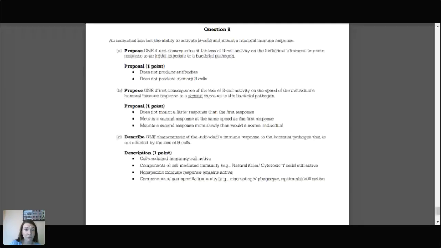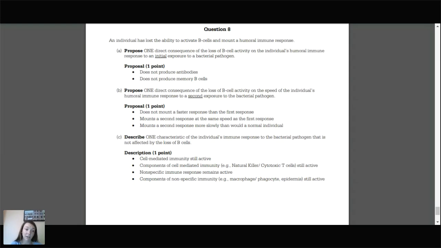Part B says propose one direct consequence of the loss of B cell activity on the speed of the second exposure. You would need to say that it would be the same as the first, or that it's not faster than the first, or that it's slower than we would think from a second response because we don't have memory. So if we don't have memory, then the second exposure is essentially the same as the first exposure.